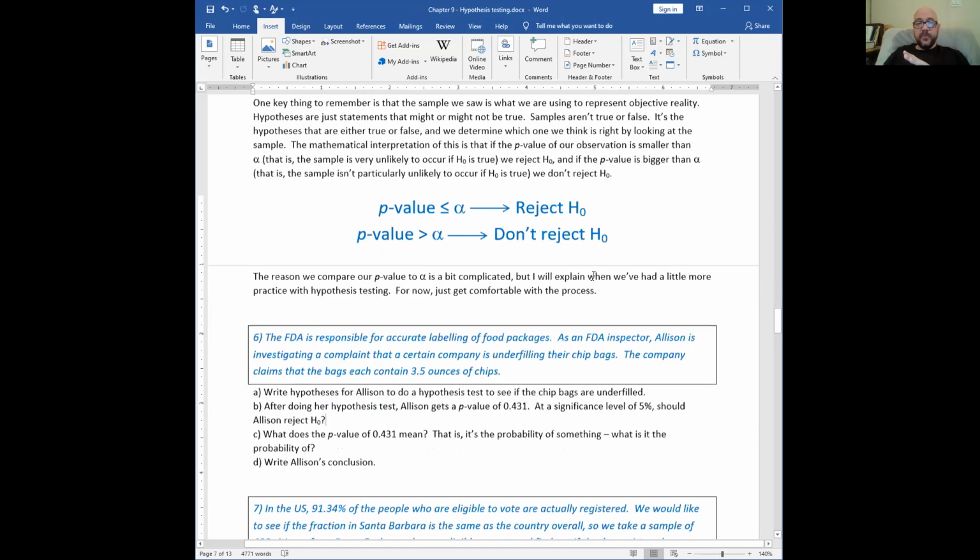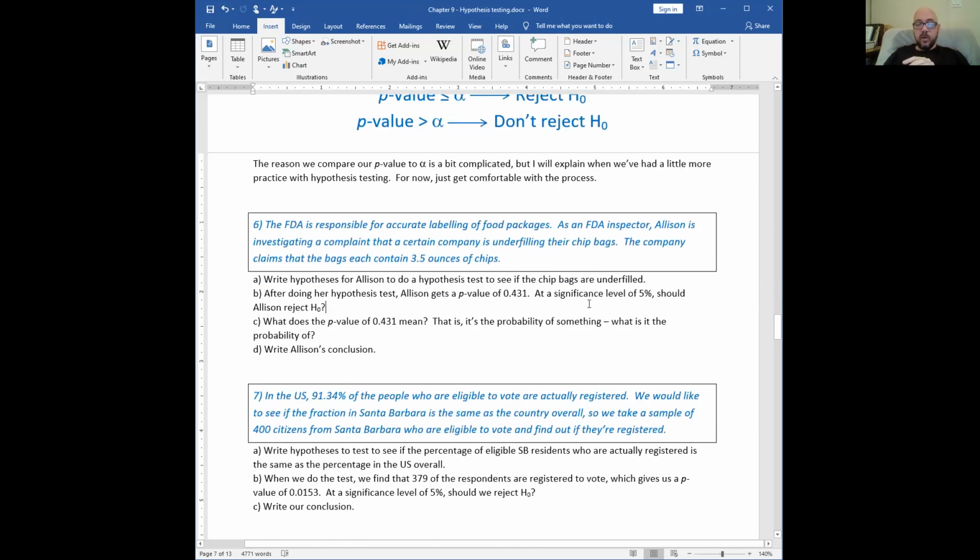Quick tip for you here, a thing that I find helps students a lot and helped me when I was learning this several years ago. The answer to the question, should I reject the null hypothesis, is the same as the answer to the question, is the p-value smaller than alpha? So I always ask it that way. Is the p-value smaller than alpha? No. So I do not reject the null hypothesis. This is not enough evidence to make Allison think that the company is actually underfilling their chip bags.